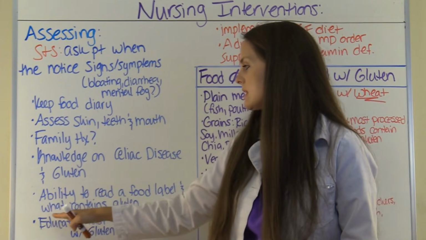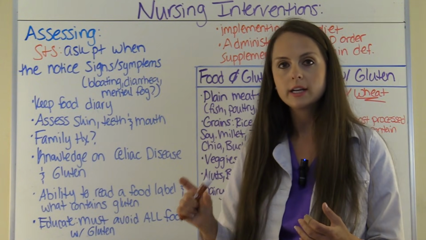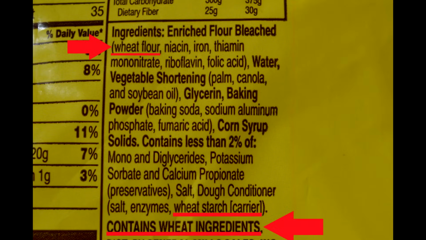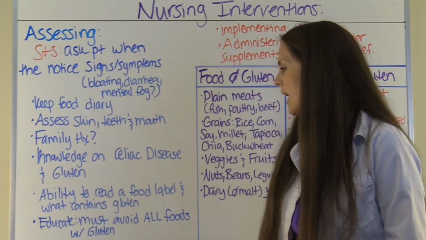Then you want to assess their ability to read the food label, especially the ingredients part. A lot of things will have a humongous paragraph of ingredients, and they literally have to look at each ingredient, make sure it doesn't contain some of these things. And whenever a parent has a child who has celiacs, they have to be really careful with this. They have to read every food label, and you want to show them how to do this because they don't want to give their child gluten.